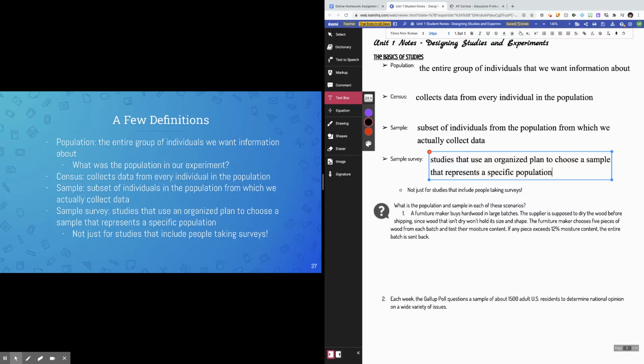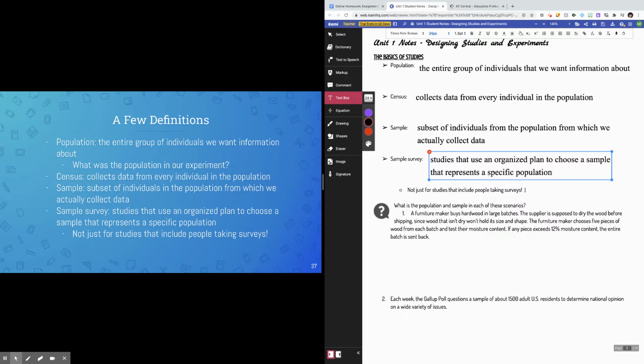So a sample survey is not just for studies that include people taking actual surveys, right? I'm sure you've been sent tons of surveys on Google Forms and all of this stuff. People asking, take my survey, right? Or if you've ever gotten a call on a landline at your house. I don't know if any of y'all have landlines anymore, right? But robocalls being like, please take this survey and enter this data. Okay, so a sample survey is not just for physical surveys that people take.